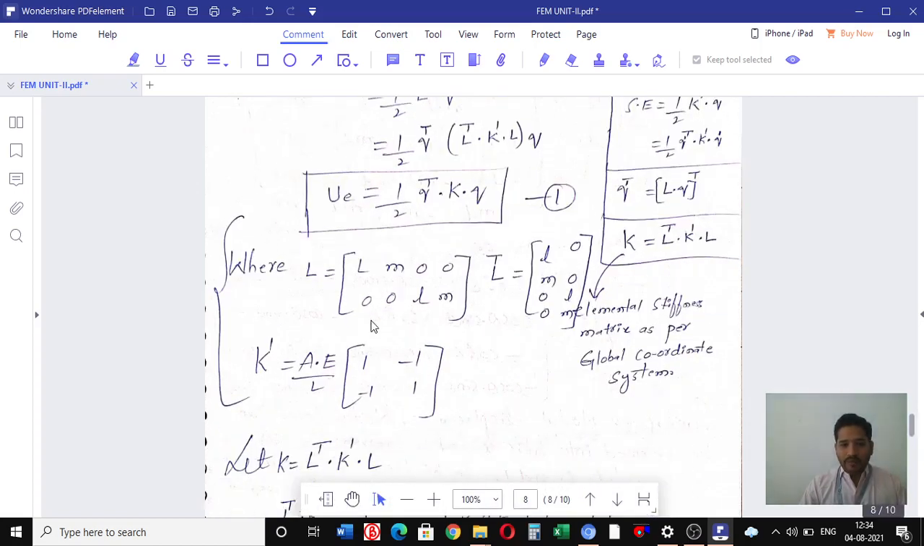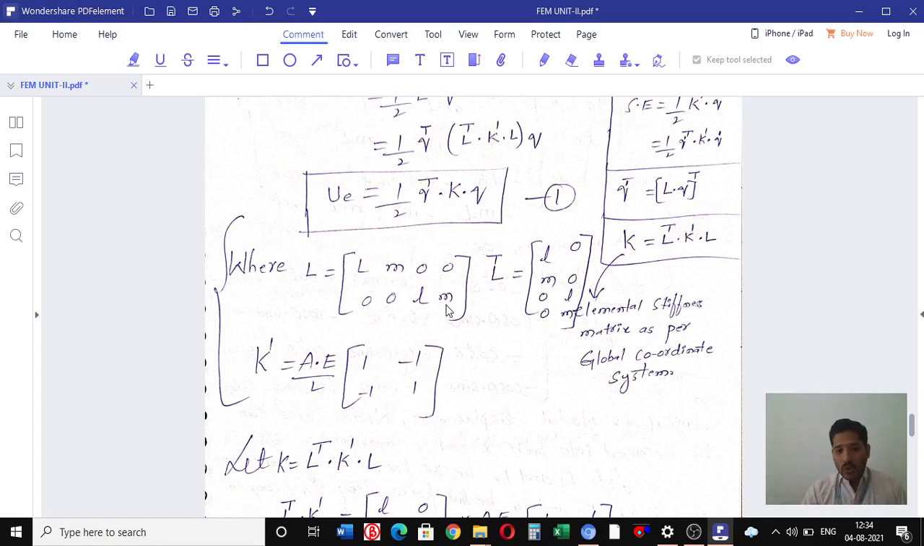So we know very well that L is nothing but the transformation matrix. We can represent it in this form: L m 0 0, 0 0 L m. L transpose is nothing but converting this horizontal direction into the vertical direction. So transpose, is it right? All of this is in row form, so we need to keep it in a vertical direction. If you are representing by L transpose: L m 0 0, L m 0 0, 0 0 L m, 0 0 L m. Clear?